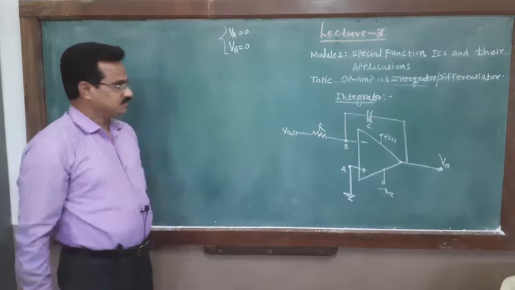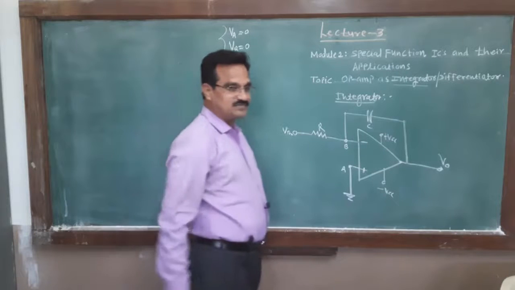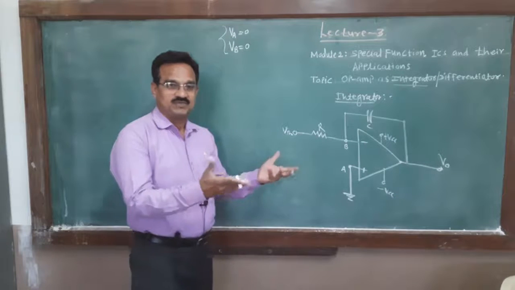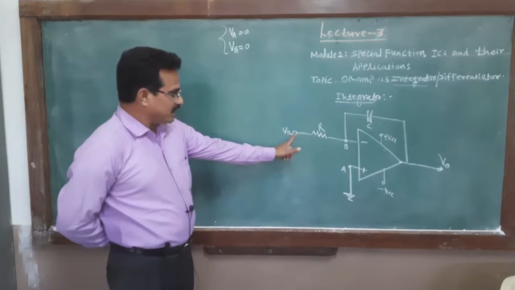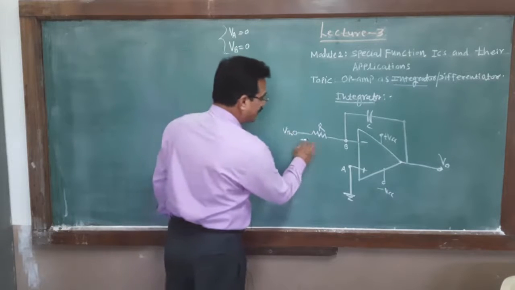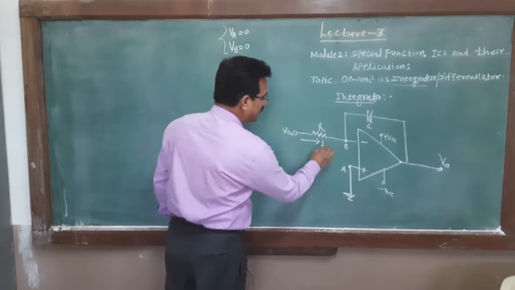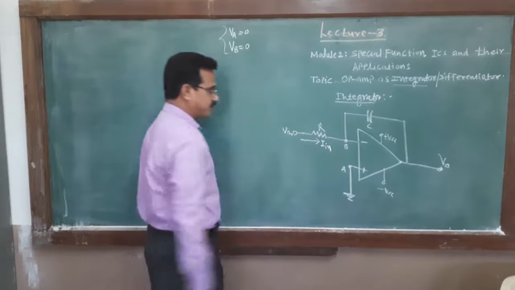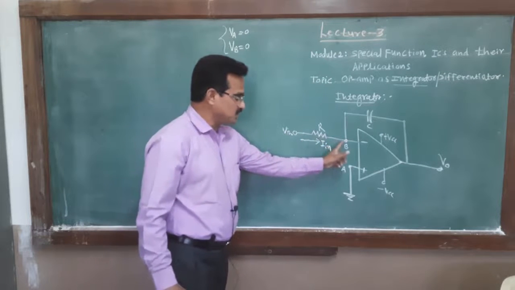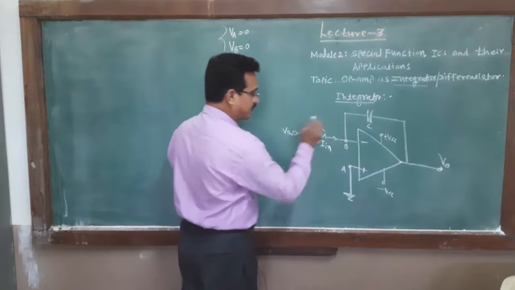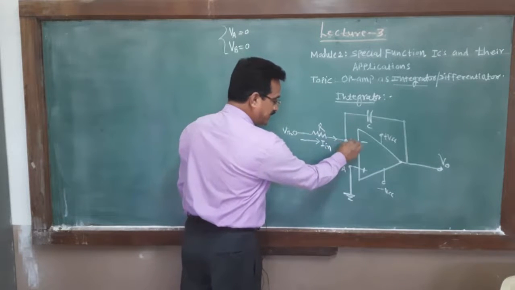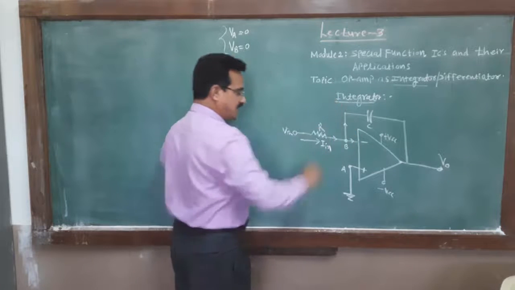The next question is how this circuit performs the integration. Input is applied here. What will happen due to this input? The current flowing through this resistance, we call it IN. Due to the application of the input voltage, current flows through this input resistance in this direction. At this point, some amount of current could go in this direction and some in this direction.